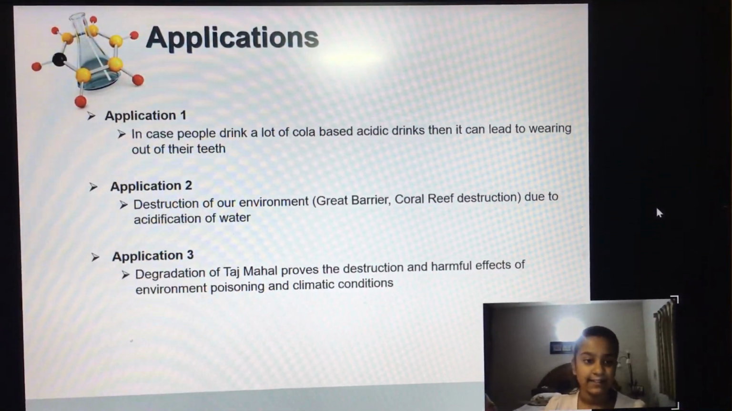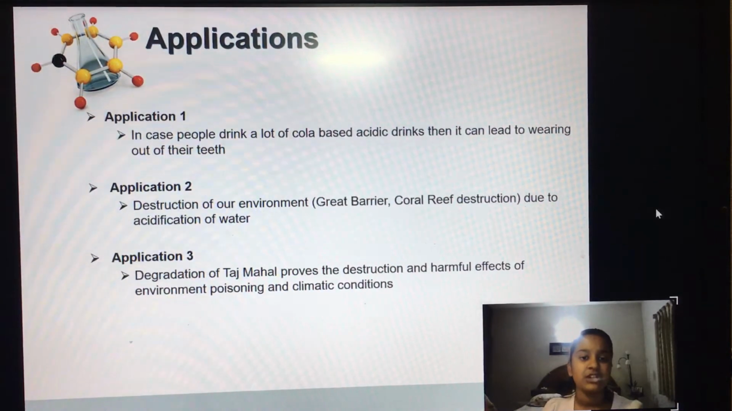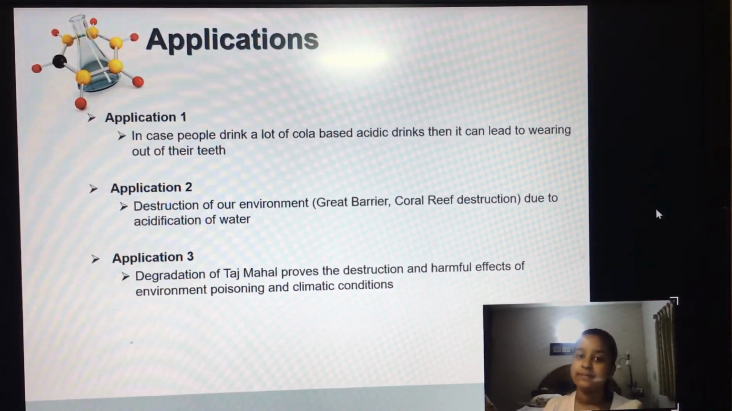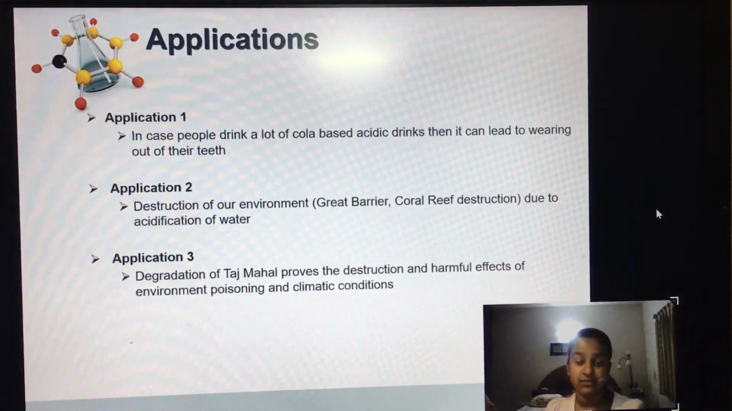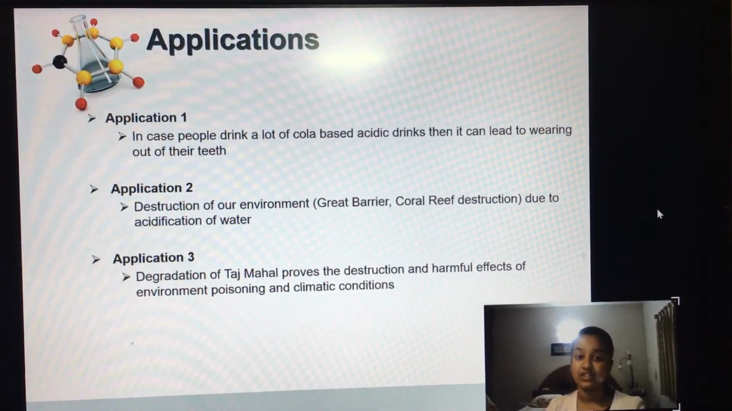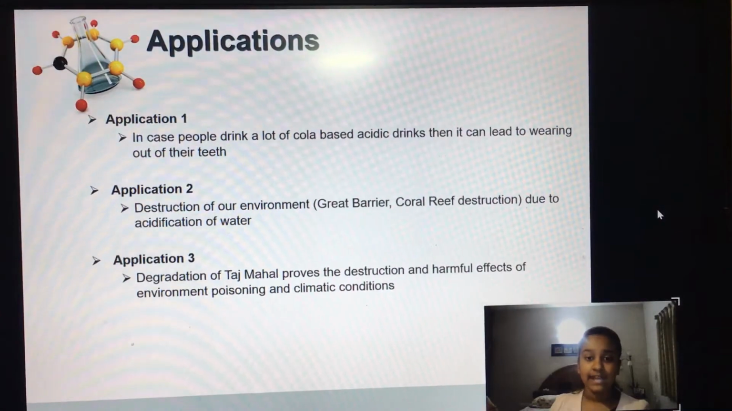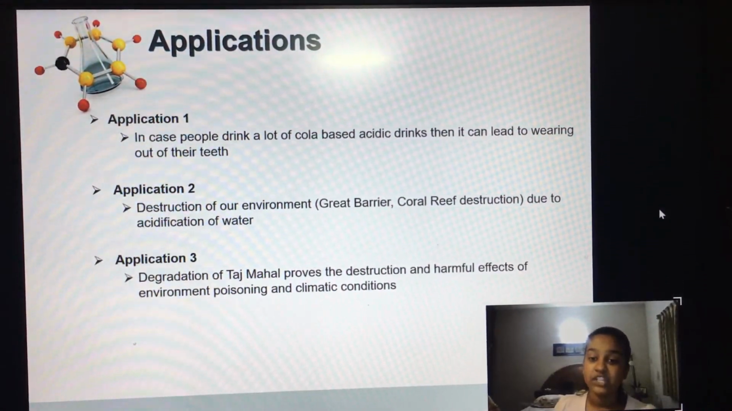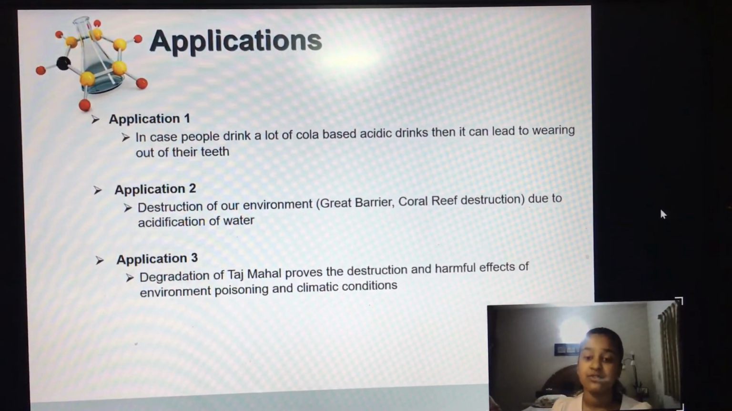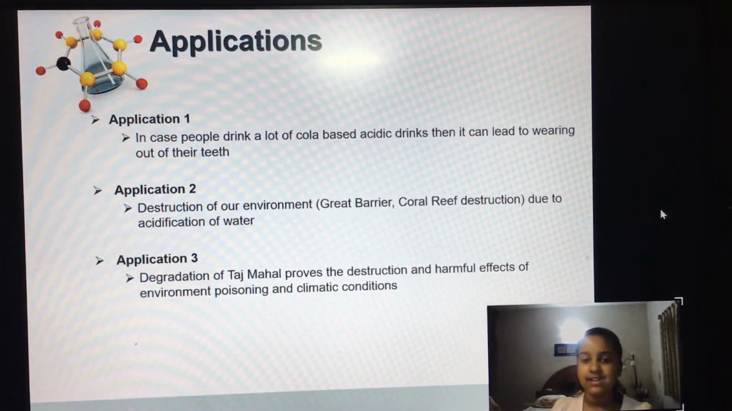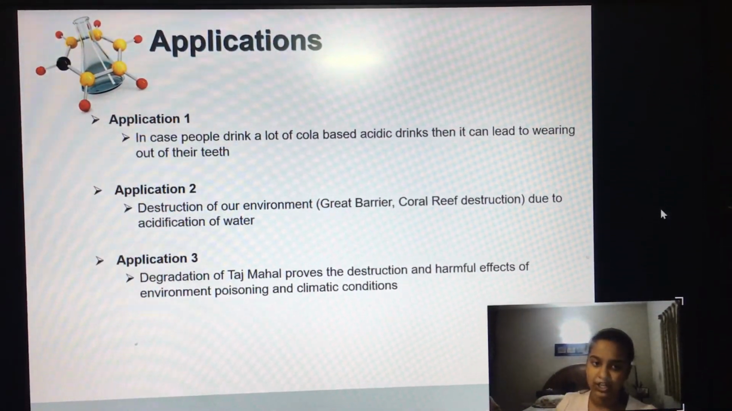The second lesson learned is the destruction of our environment, like the Great Barrier Reef or coral reef destruction due to the acidification of water. It is because of our polluting, because these barriers and the coral reefs are made out of calcium. The same thing can happen to them that happened to our eggshell.